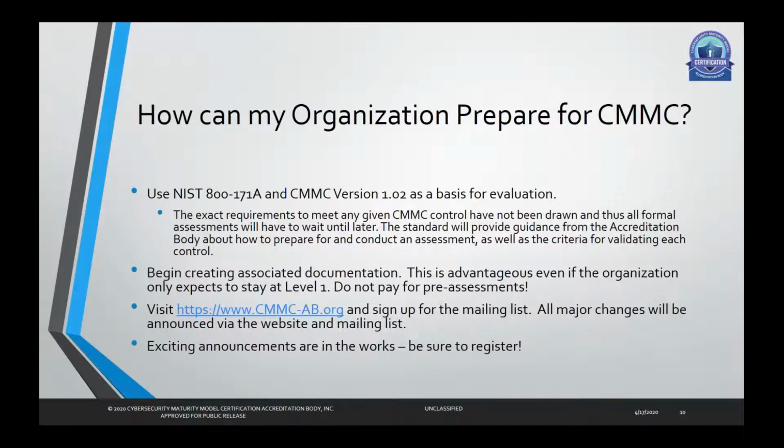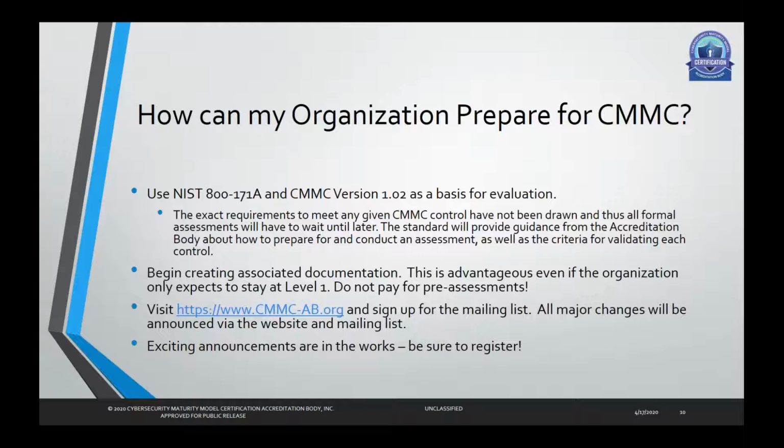This is a question I and the other directors field all the time: what can I do to get ready? Many companies are dealing with the DoD at the DFARS. You should be DFAR compliant, which is based on NIST 800-171. So a good approach, if you anticipate being level 3 or above, is to take NIST 800-171A and CMMC version 1.02 and use that to evaluate your organization. If you're at full NIST 800-171 compliance with no POAMs, because CMMC will not allow POAMs, you are almost there. There are 20 additional CMMC controls or practices above that filling in the blank, but getting fully 171 compliant is a good start. Start creating the associated documentation.